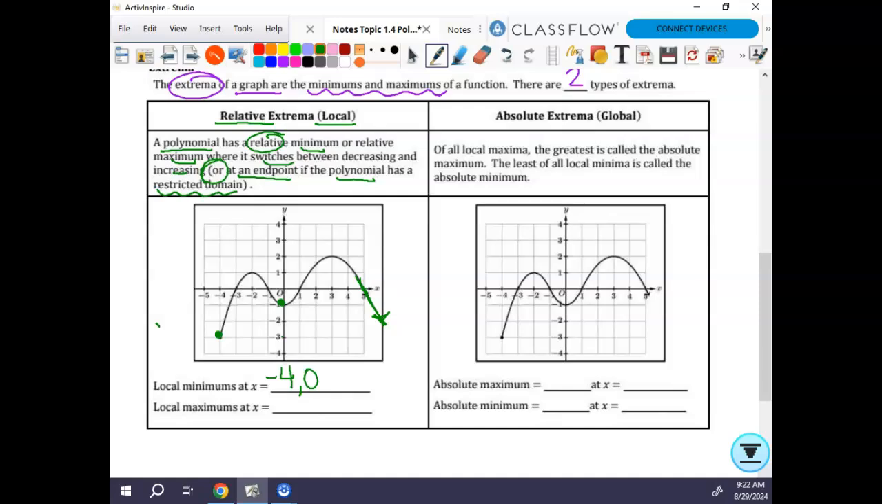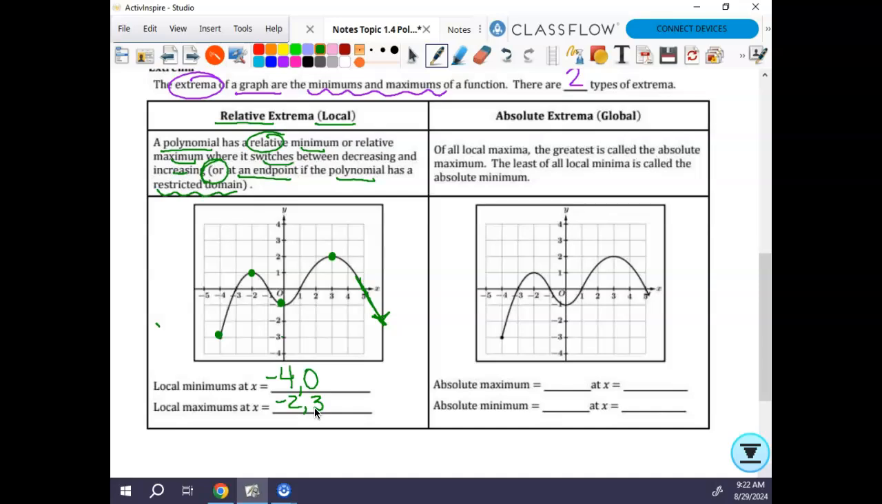All right. So then we have the maximums. From here, I'm increasing, boom, maximum. Then I decrease, that's a minimum. I increase, maximum, and then I decrease. So I have two local or relative maximums. They would be at -2 and at 3. Okay, everybody okay with that?